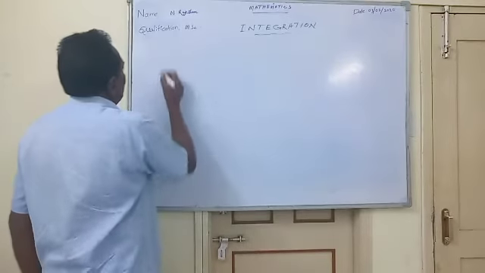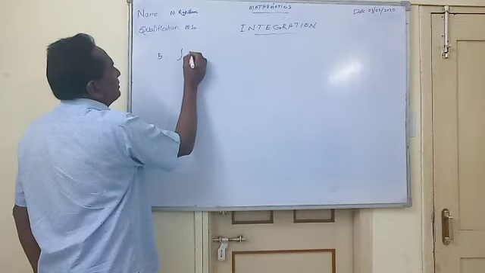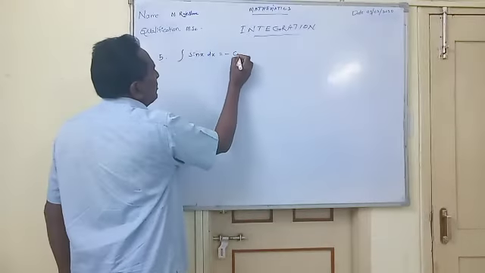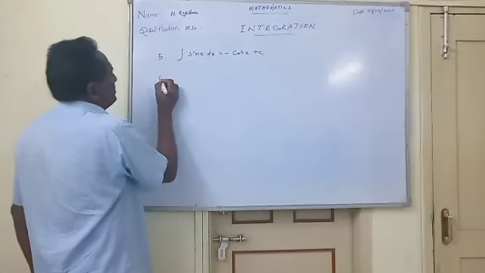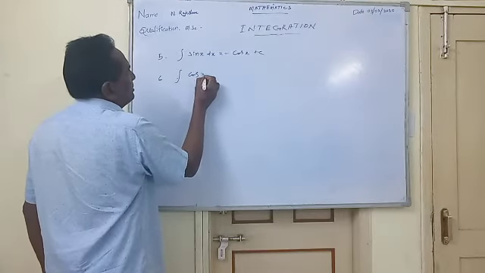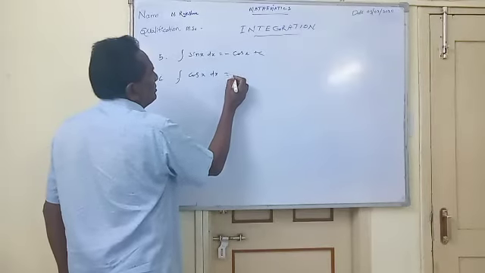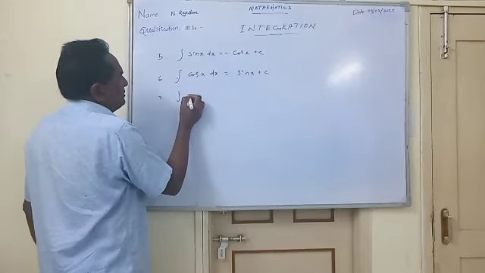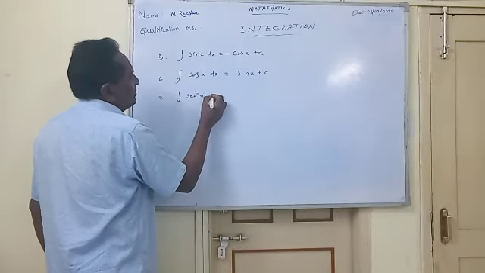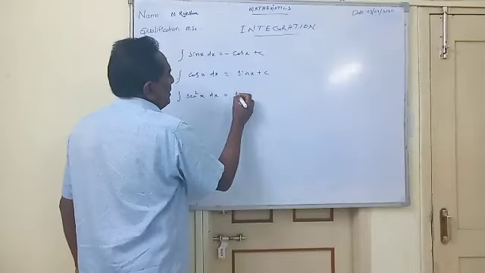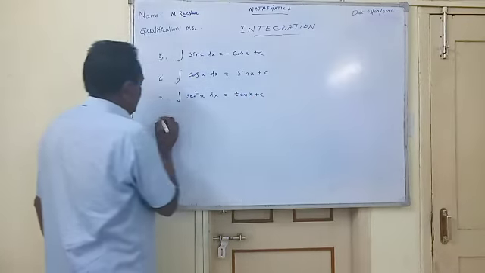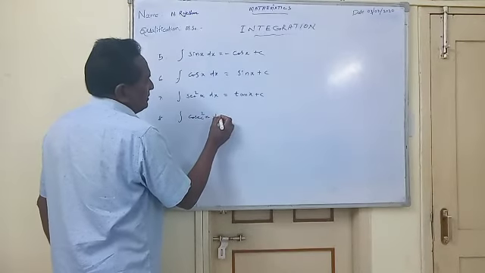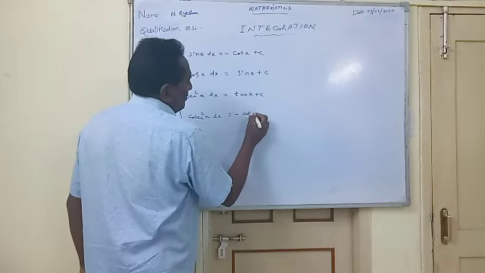For the trigonometric functions, the fifth one: the integral of sin x dx equals minus cos x plus c. Sixth one: the integral of cos x dx equals sin x plus c. Seventh one: the integral of secant square x dx equals tan x plus c. Eighth one: the integral of cosec square x dx equals minus cot x plus c.